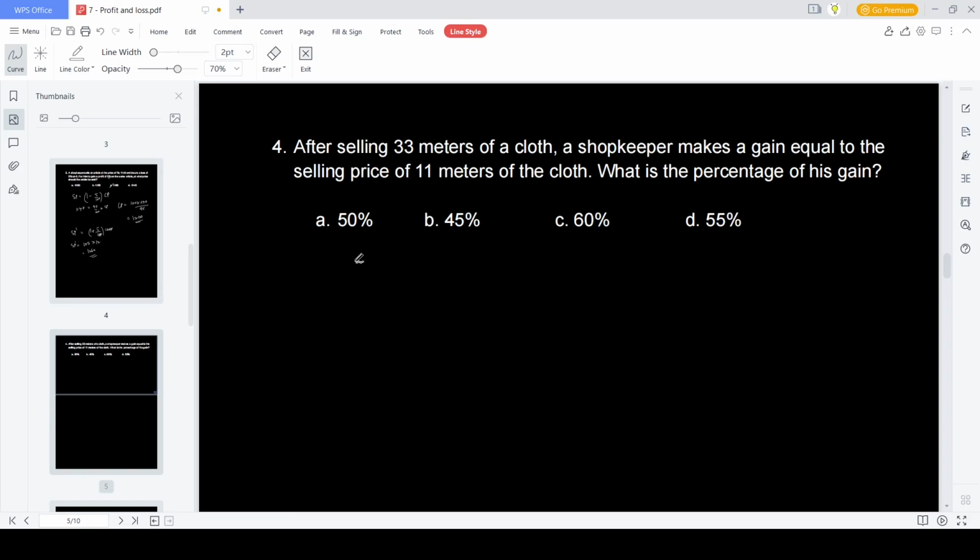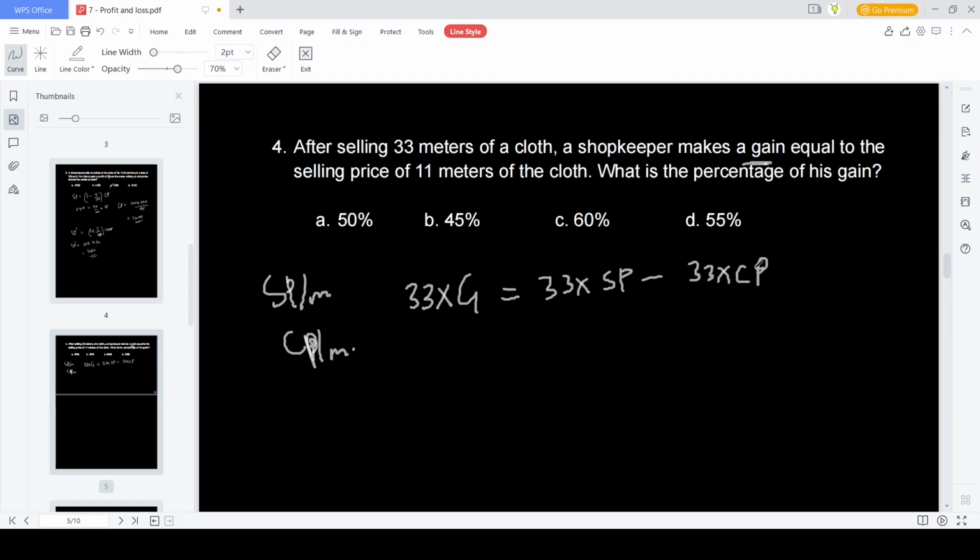Let's say the selling price per meter is SP and the cost price per meter is CP. We'll not say per meter each time, but we'll understand it is per meter. Now we need to find the gain on 33 meters of cloth. The gain for 1 meter is selling price minus cost price, so the gain for 33 meters is 33 times the selling price of 1 meter minus 33 times the cost price of 1 meter.